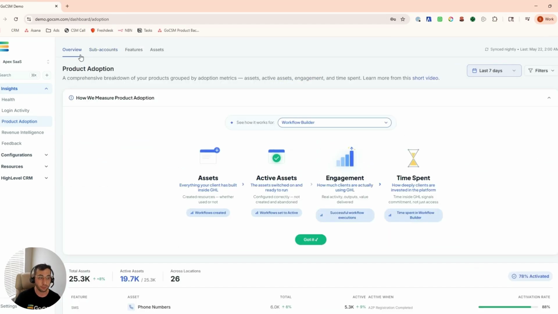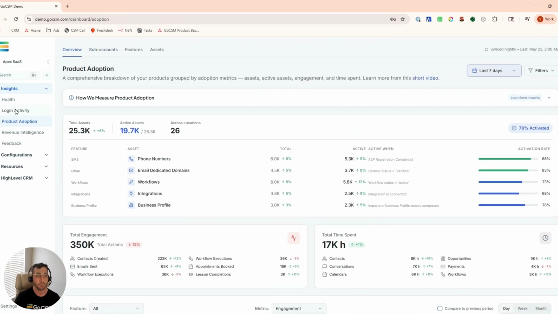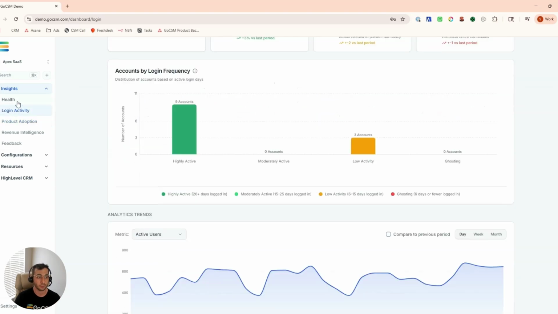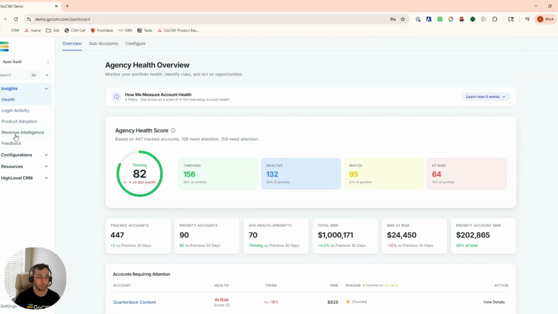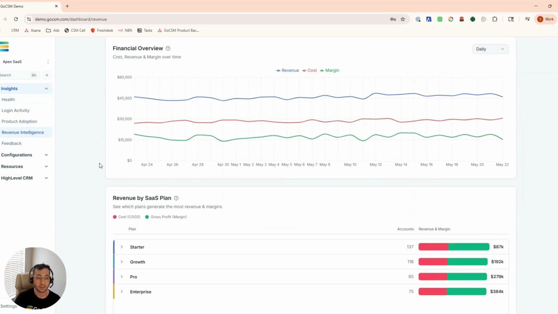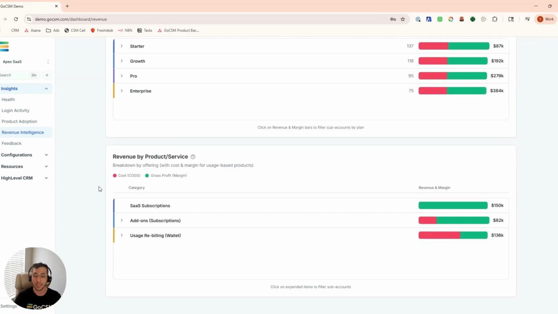And the best way to do that is through the overview tab, not just for product adoption, but also for login activity, also for health, as well as for revenue intelligence. This is going to identify systemic issues that indicate that you need to change something in your processes. For example, your onboarding process, your follow up, your kickoff process, your client account setup process, your educational process to your clients, or even your customer success processes.